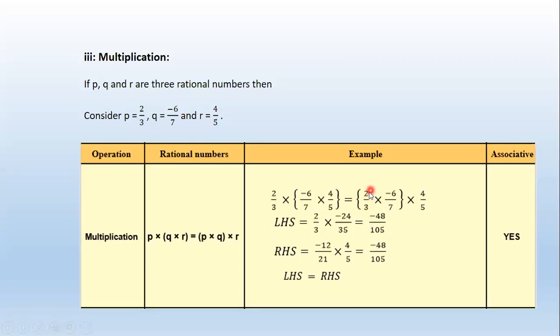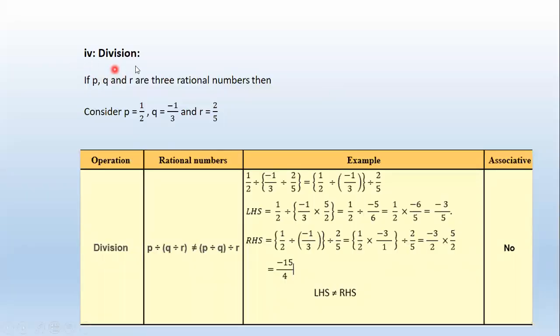In the right hand side, we have grouped P into Q: 2 by 3 into minus 6 by 7, into 4 by 5. So we'll solve the bracket first. 2 into minus 6 is minus 12, and 7 into 3 is 21, into 4 by 5. Multiplying numerator with numerator, minus 12 into 4 is minus 48, and 21 into 5 is 105. So here LHS is equal to RHS. So you can say that the associative property is true for multiplication.